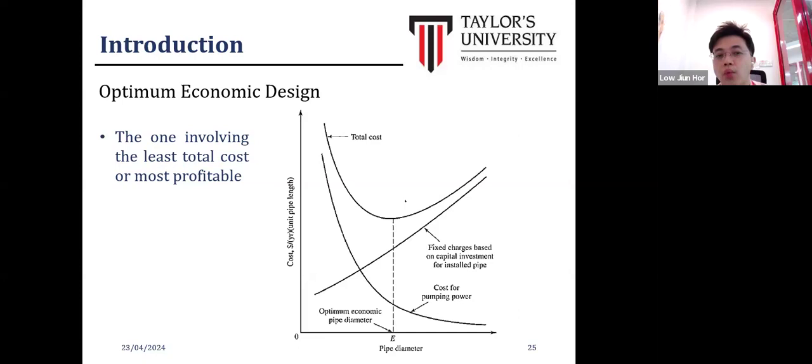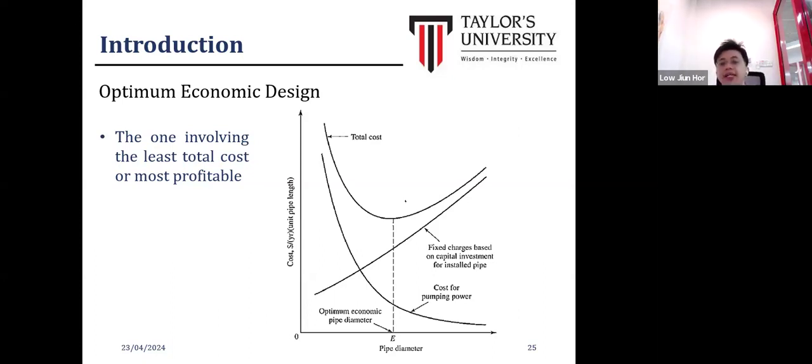So in this case, we need to determine an optimum design to see which diameter will help you minimize the fixed charge and maximize the saving or reduction in the cost of pumping power. We need to consider this in order to determine the optimum pipe diameter. This is how the decisions we make in the design, for example the pipe diameter, can influence and determine the cost of our chemical plant.